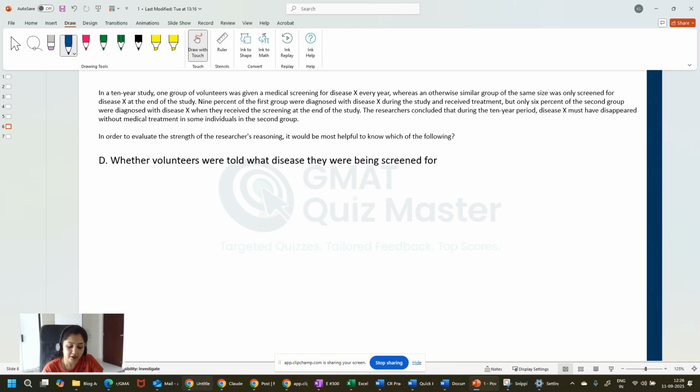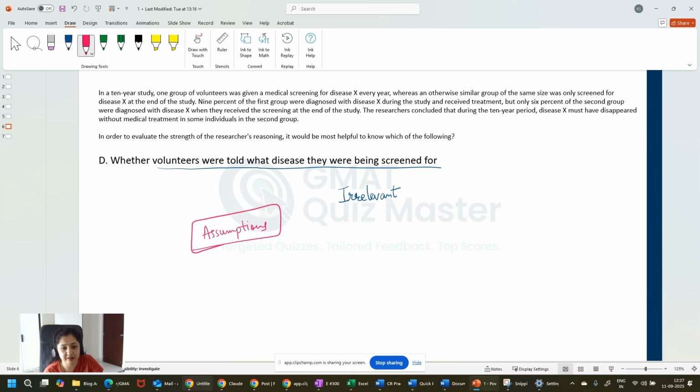Choice D, whether volunteers were told what disease they were being screened for. Now, again, this information is irrelevant to the conclusion, which is trying to explain the 9% 6% gap and giving a reason for that. If you selected this choice, probably you had a lot of assumptions in your mind. You added a lot of information for this choice to work, and you really need to question why you brought in those assumptions, and without those assumptions, can this choice really act as an evaluate answer choice?